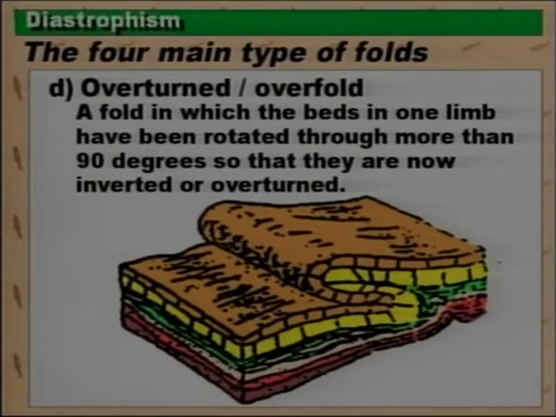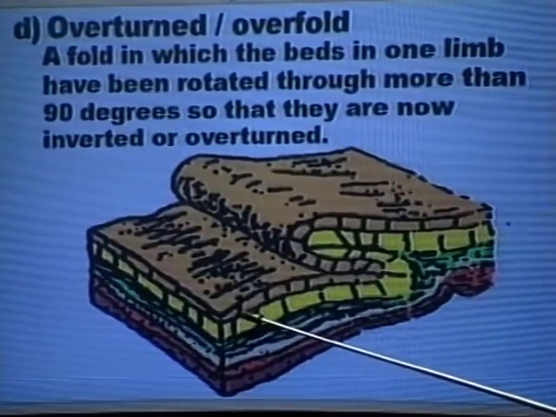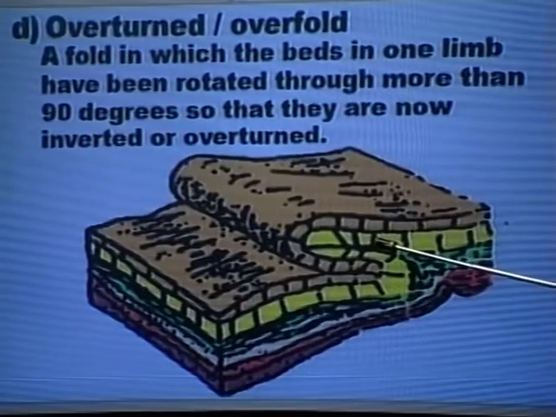An overturned fold, or an overfold, is simply a fold in which the beds in one limb have been rotated through more than 90 degrees so that they are now inverted or overturned. So you can see here what has happened is that the layer has actually gone all the way there and then out again. So we can see an overturn in the strata or layer of sedimentary rock.